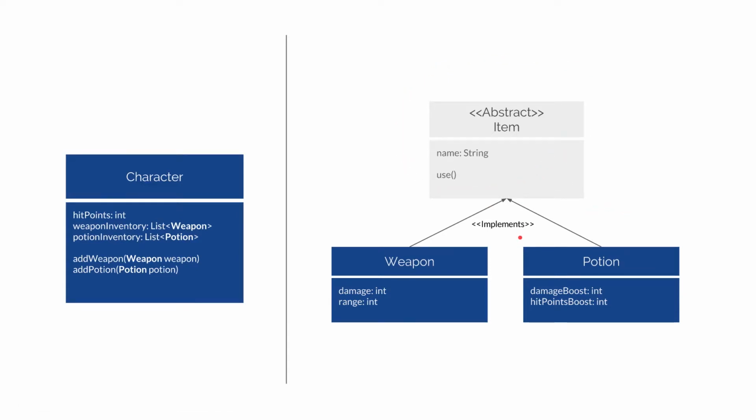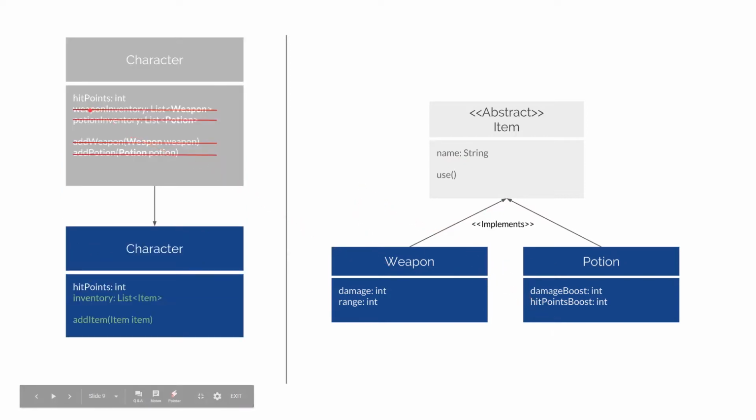There's still something we can do to improve all of this. Looking back at our character class, we have two inventories here, weapon inventory and potion inventory. And we have these two methods, add weapon and add potion. Well, is there something we could do to simplify this? These are kind of similar. Maybe we could just have one single inventory with a list of items and one method, add item, that takes an item, and you can either give it a weapon or a potion. That would look something like this.